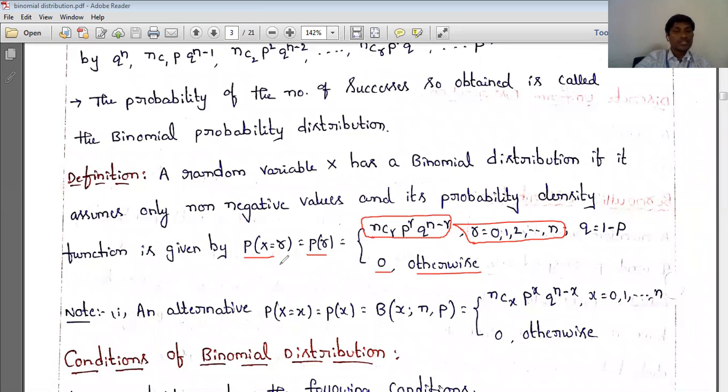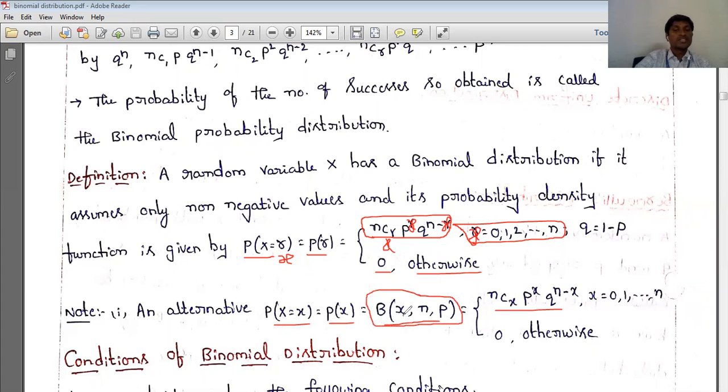Maybe in place of r we can write x also. So r or x. If we are writing x, we simply write it here: nCx p^x q^(n-x), and x represents 0, 1, 2, 3 and so on. An alternative: P(X = x) = nCx p^x q^(n-x), what we wrote there. Like this also we can represent the binomial distribution.